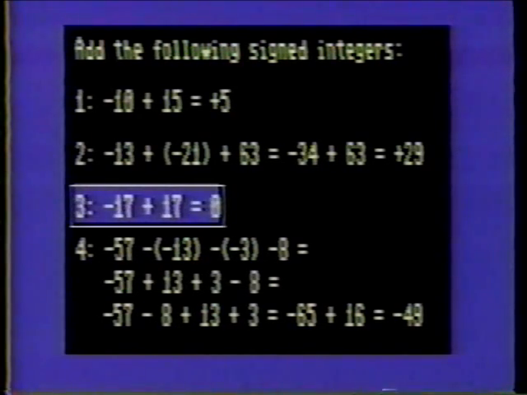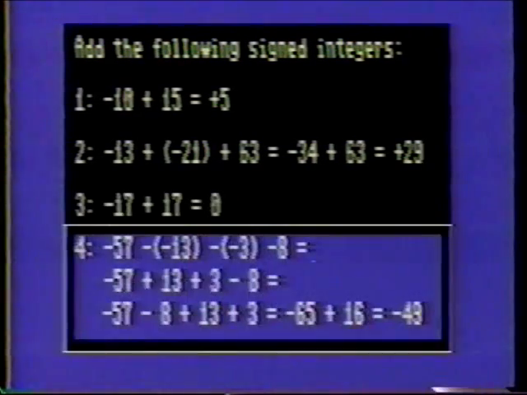Number 3. Adding negative 17 to positive 17 is 0. These two numbers are opposite and equal and cancel each other out.